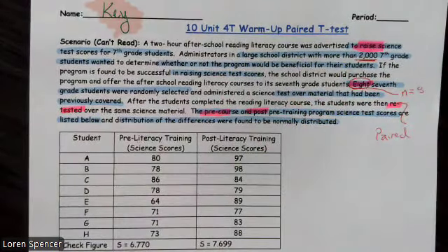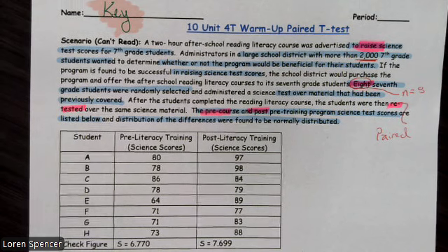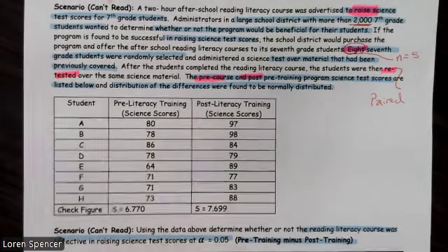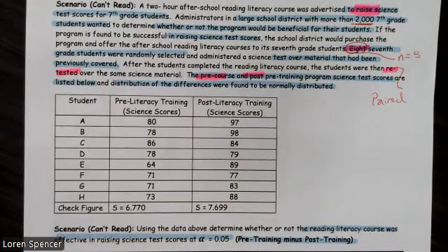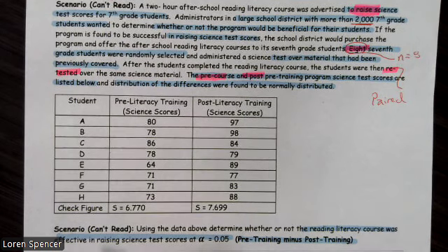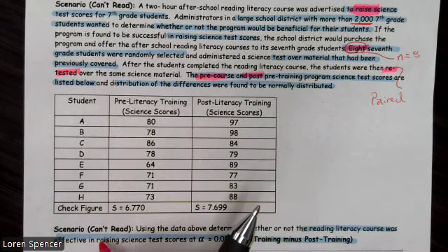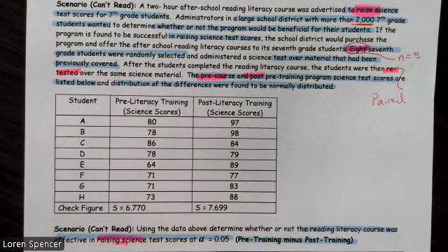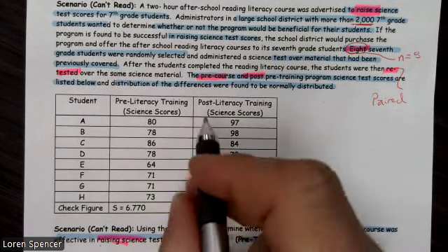All right, tells me that this is paired as well. So, what do they want us to do? Because we have all this data listed in the table. Using the data above, determine whether or not the reading literacy course was effective in raising. All right, so this confirms what I said earlier. Raising is going to be the key. They're going to go, hey, we want to know whether or not literacy scores went up.